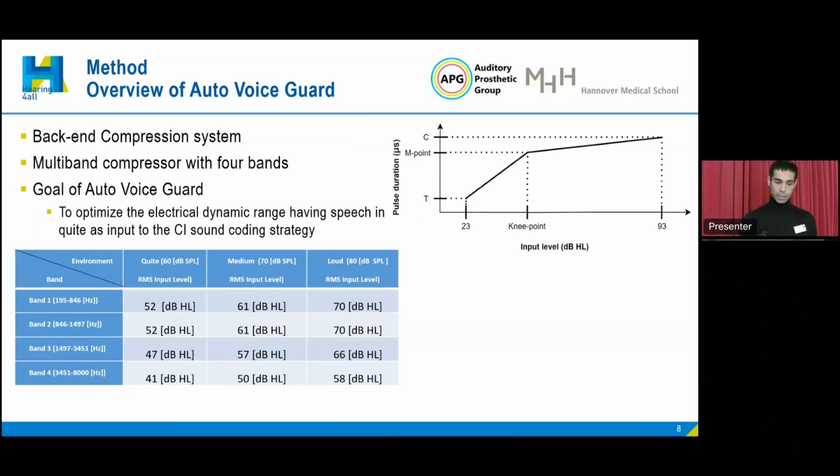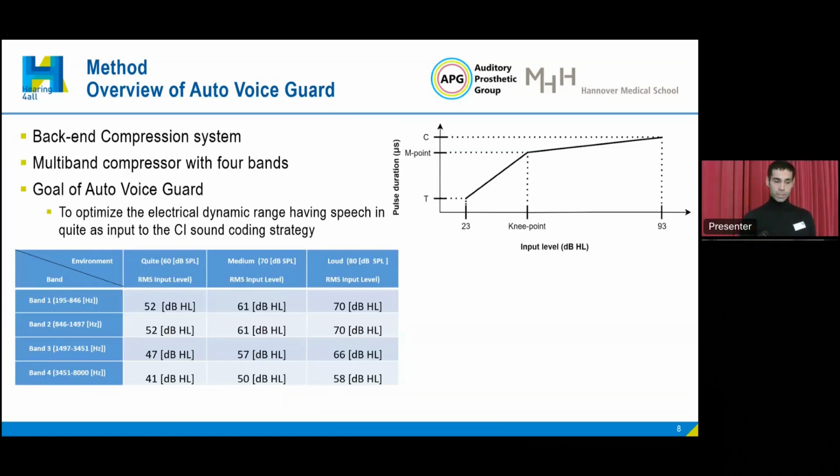Here we see on the horizontal axis the input level, which, depending on the manufacturer, goes from 23 to 93 dB. What we do in this compression system is map an interval of 70 dB to an interval that is subject dependent, but mostly around 10 dB. So we are highly compressive. This can also be seen as a mapping function. So we are mapping 70 dB to something around 10 dB, subject dependent.